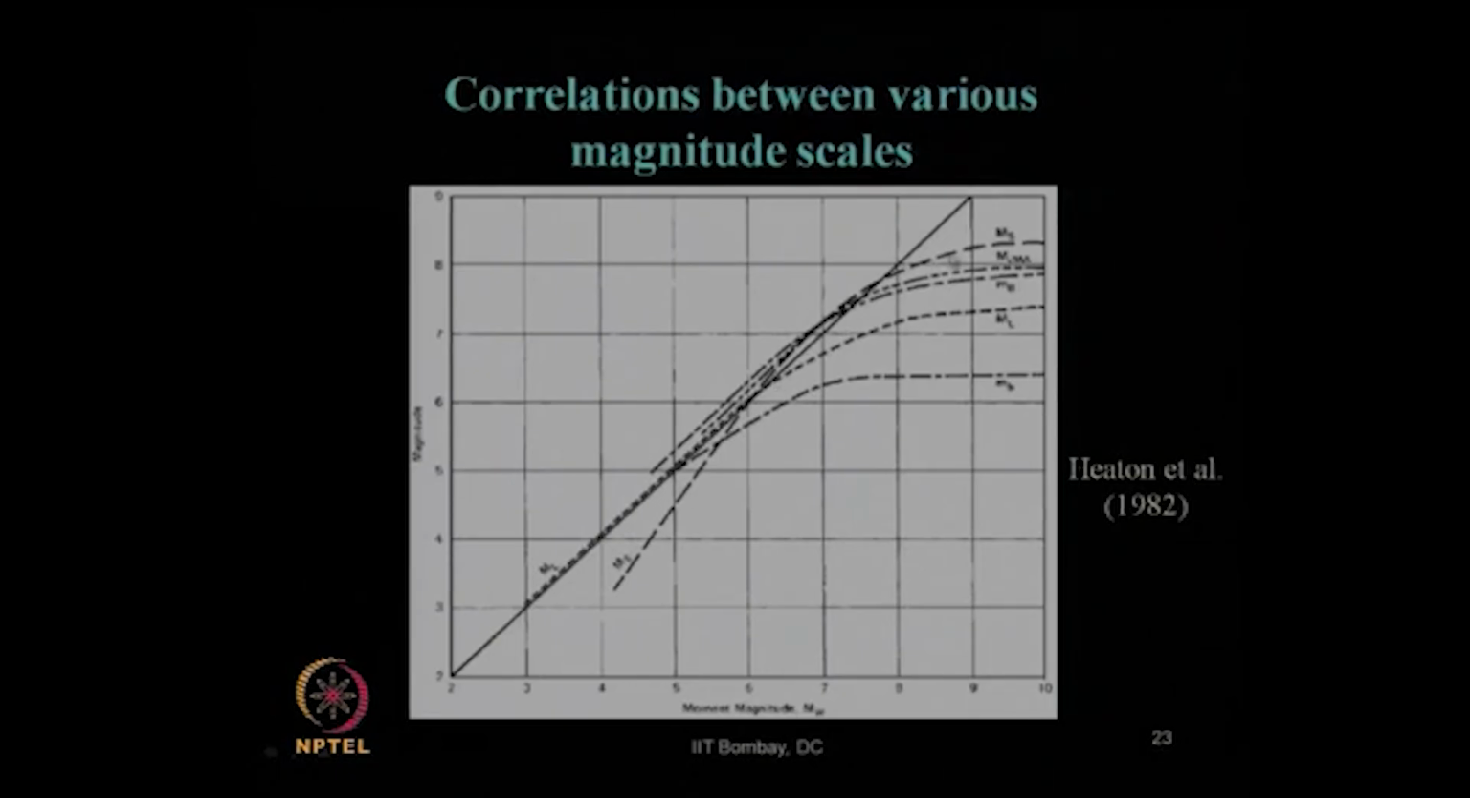Similarly, this is the curve for MS, that is the surface wave magnitude scale. This is the curve for the MB scale. So, the MS scale goes like this, large dashes, it goes from here, then goes here. This MB goes here. This MJMA, other scales are also reported over here.